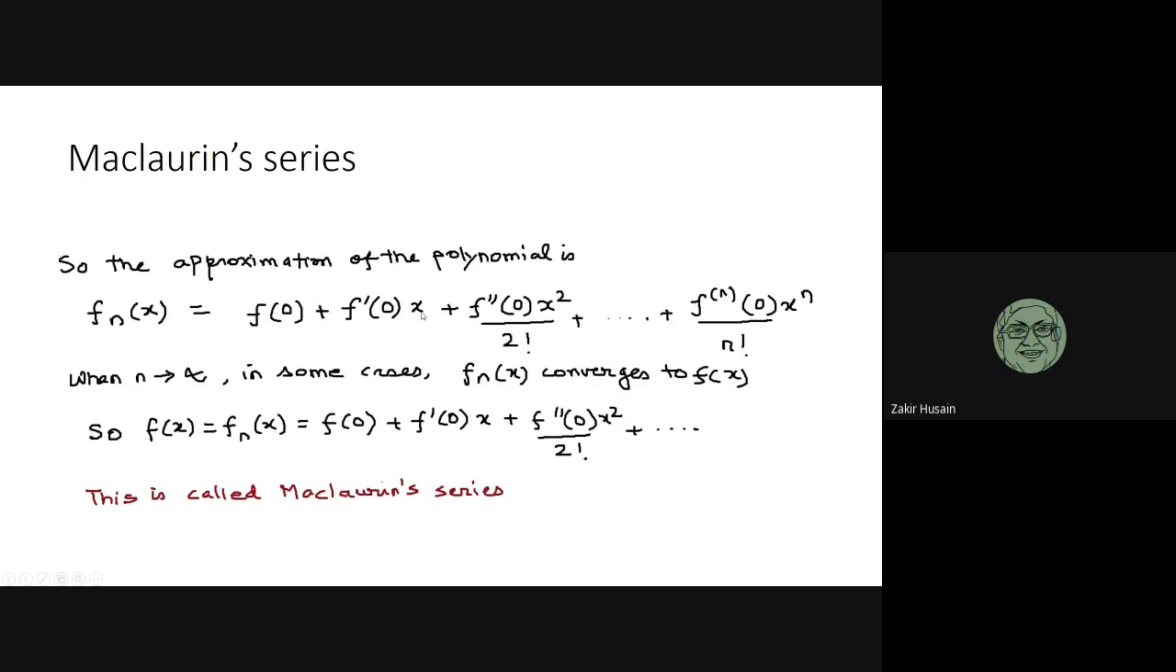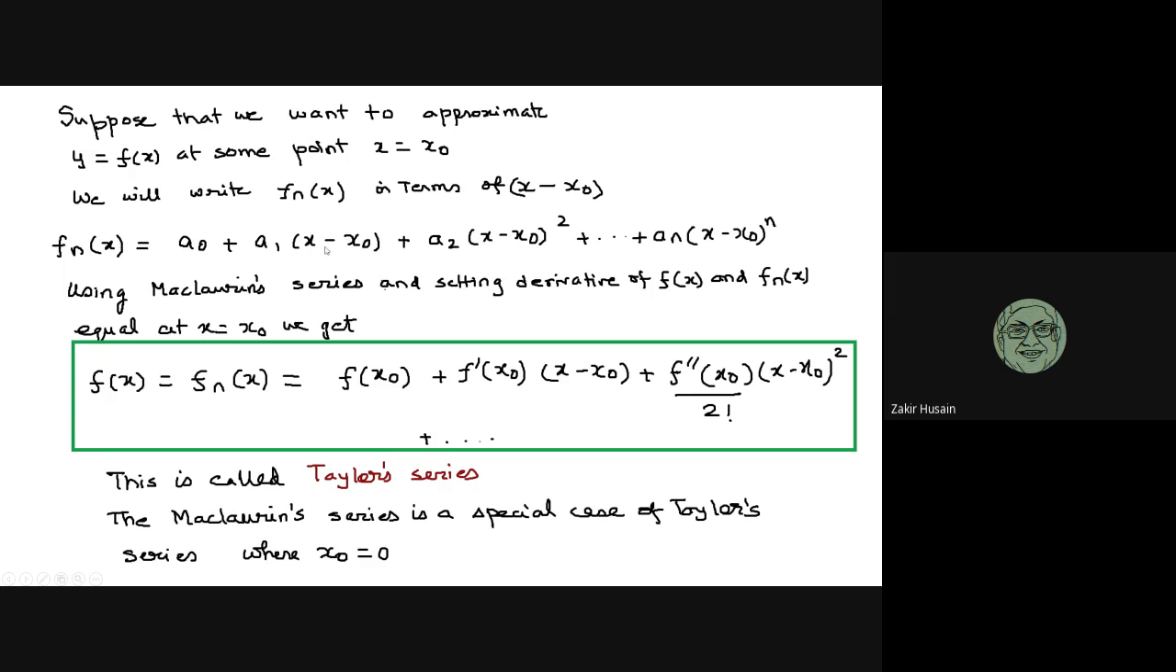Instead of x, we are writing x minus x0. So x minus x0, x minus x0. Here we didn't have any x term, and it's an infinite series, so we don't have any n term. It's just going on. This is called Taylor series. So the Maclaurin series is a special case of Taylor series where x0 is equal to 0. The Taylor series is the generalized form. The Maclaurin series is the application of Taylor series when x0 is equal to 0. It's a special case.